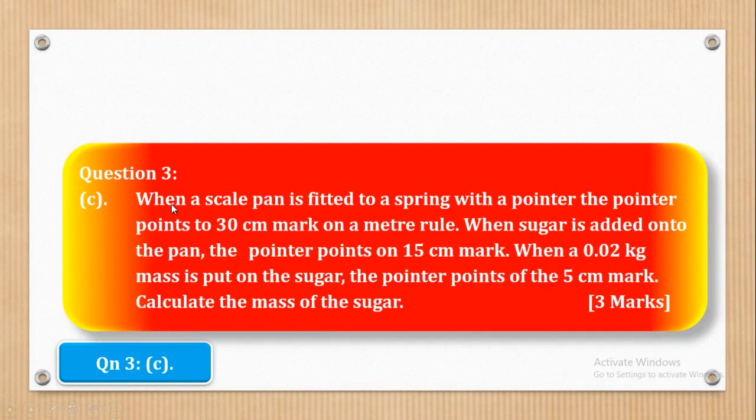Part C says, when a scale pan is fitted to a spring with a pointer, the pointer points to the 30 centimeter mark on a meter rule. When sugar is added onto the pan, the pointer points to the 15 centimeter mark. When a 0.02 kilogram mass is put on the sugar, the pointer points to the 5 centimeter mark. Calculate the mass of the sugar, for 3 marks.